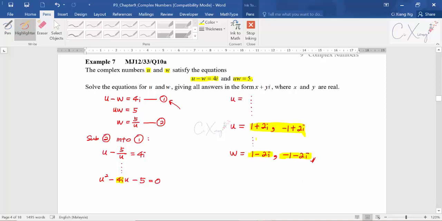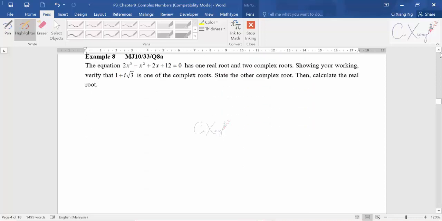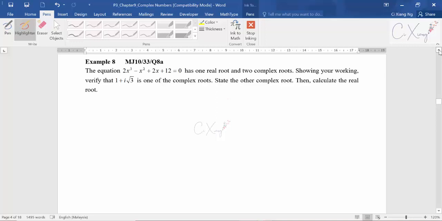Okay, then now let us proceed further. Okay, so example 8. Example 8 will be slightly harder. All right, so you can read the question first before we start. Okay, so you can see that this is a cubic equation in terms of x, up to x to the power 3. For this cubic equation, they tell you that we have one real root and two complex roots. Okay, so show your working.